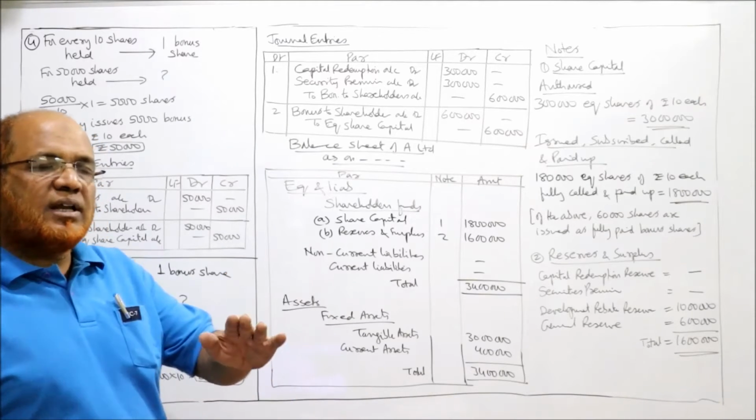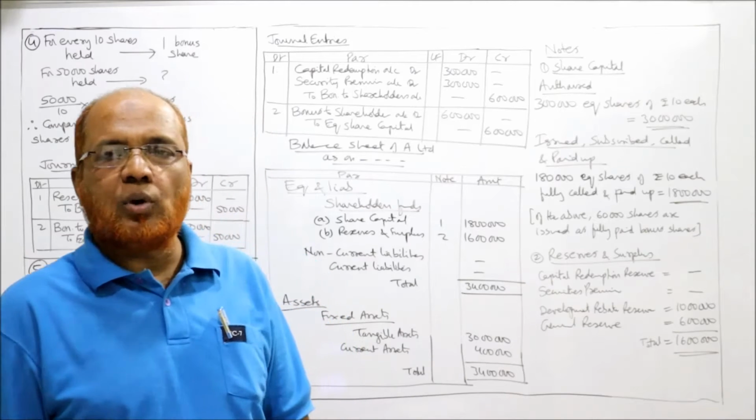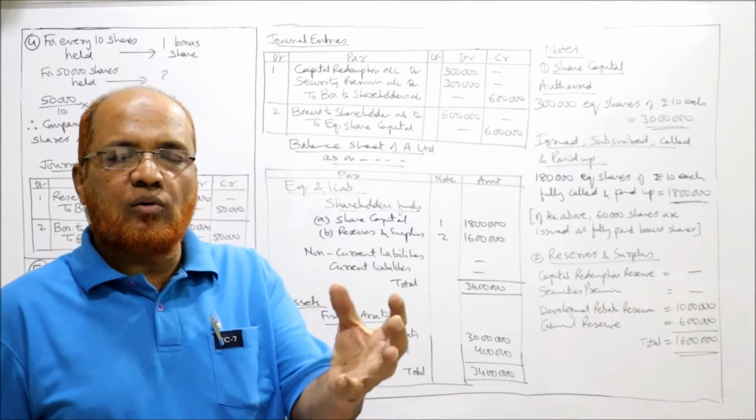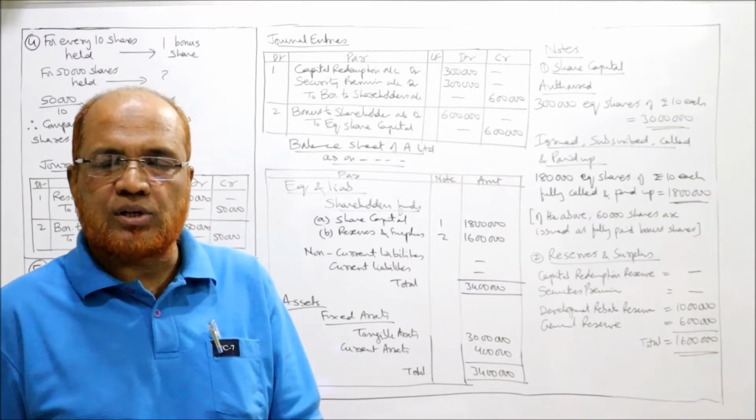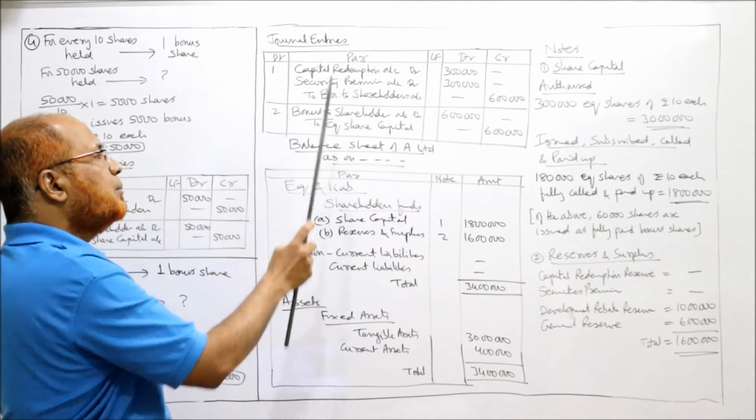In this problem there is no converting of partly paid into fully paid. All the shares are fully paid only. So only 2 entries we require. First we have to withdraw the money from the reserve for declaring bonus. 6 lakh rupees we need. So we use capital redemption reserve and security premium.